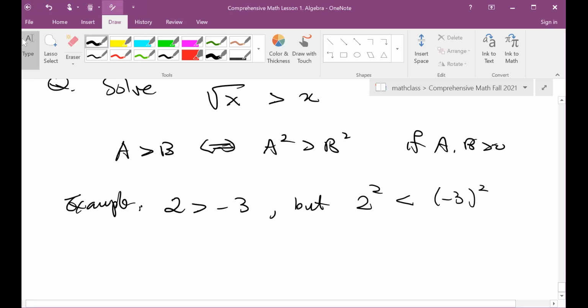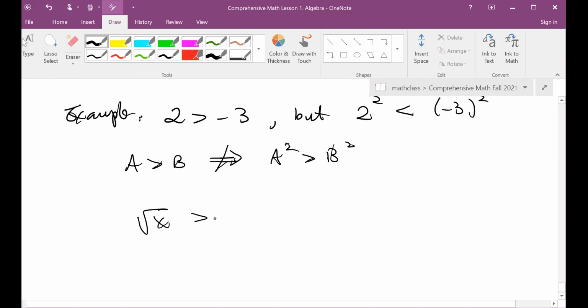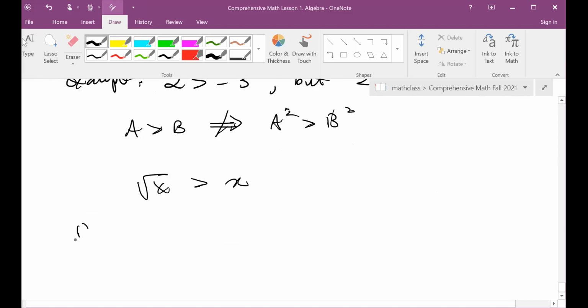So when you square both sides, you want to get equivalent equations. Even a greater than b does not imply in general a squared greater than b squared when b is negative. Okay, so it's not equivalent. All right, so now you go back to this equation. What you can say, first of all, x cannot be negative, and x cannot be 0. It means that if x is 0, both sides are equal.